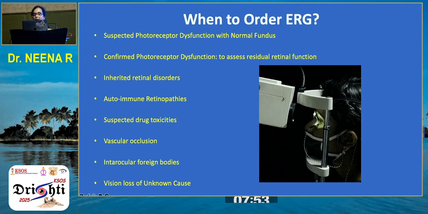So when do you order electroretinogram? That's the doubt which is there in everybody's minds. So as already explained by Divya, when you have a suspected photoreceptor dysfunction with normal fundus, please do order ERG to confirm your diagnosis. Or if you have a confirmed photoreceptor dysfunction, then also please order it so as to further confirm it and to assess the residual retinal function. In all inherited retinal dystrophies, please do ERG, because it may not be what you think.